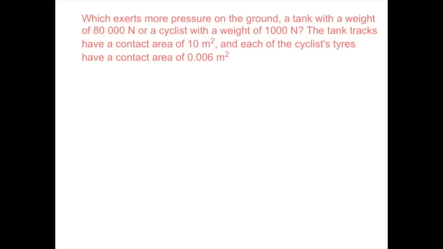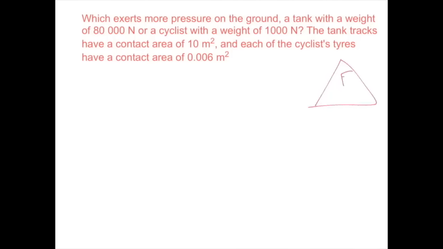Here I'm looking at a question, so which exerts more pressure on the ground? A tank with a weight of 80,000 newtons or a cyclist with a weight of 1,000 newtons? The tank tracks have a contact area of 10 meters squared and each of the cyclist tyres have a contact area of 0.6 meters squared. So what you need to do is begin by drawing the triangle to help you sort out your formula.